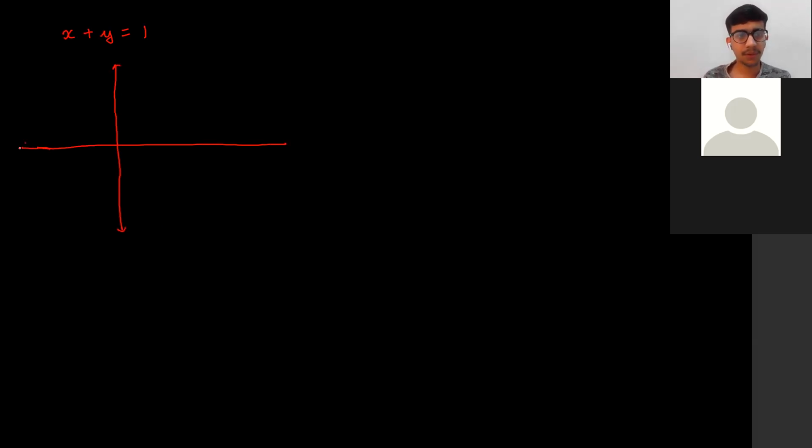Exactly. So for a line, it's very simple. You take two values, you need two coordinates just to plot a line. So let's say if I put x as 0, I get y as 1. So 0 comma 1 is one of the coordinates, and the other coordinate is, if I put y as 0, I get x as 1. So that means 1 comma 0. So 0 comma 1 is this point and 1 comma 0 is this point. So using these two points, I make a line, and this line is x plus y equal to 1.